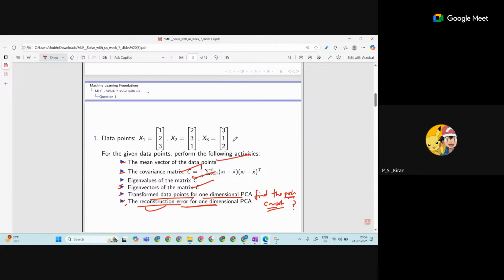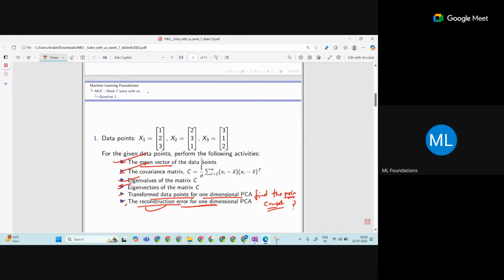What's the question? The question is this one. I hope you're able to see my screen. The questions in these steps are: what is the mean vector, the covariance matrix, and the eigenvalues of the covariance matrix. This is what is given.